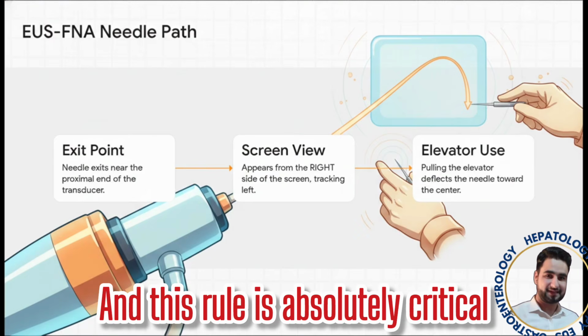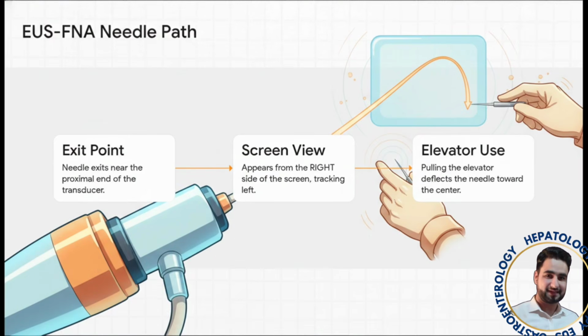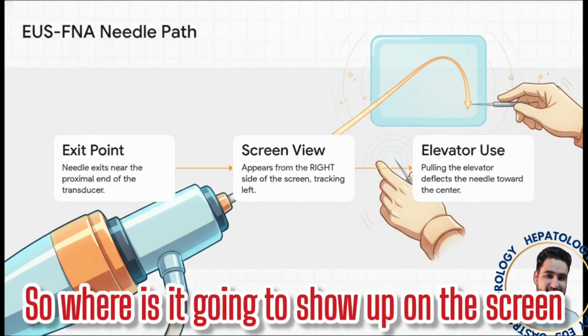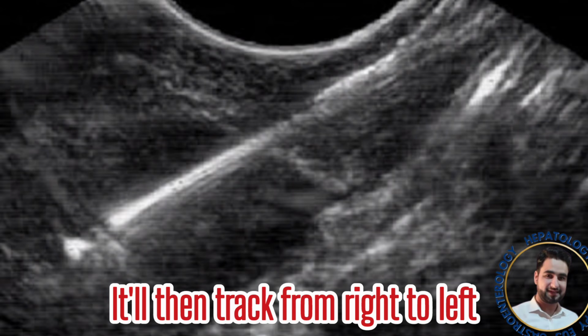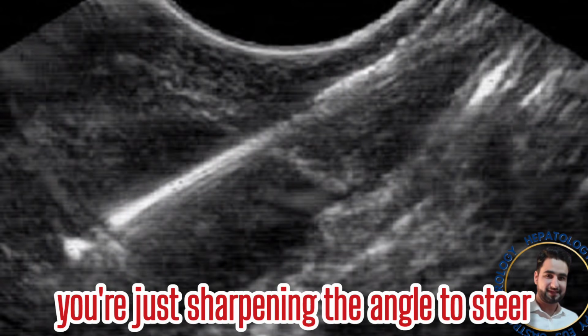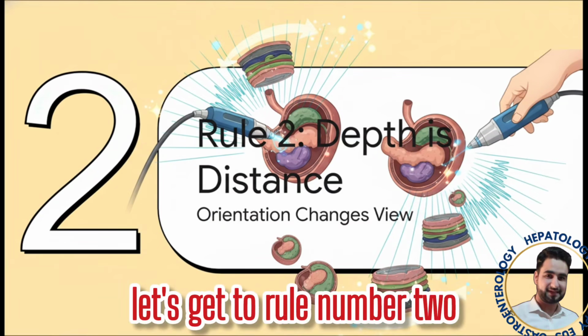And this rule is absolutely critical when you're doing procedures like a fine needle aspiration. Your needle always comes out near the proximal end of the transducer, so where is it going to show up on the screen? The right side, exactly. It'll then track from right to left. And when you pull on that elevator, you're just sharpening the angle to steer that needle right where you want it.